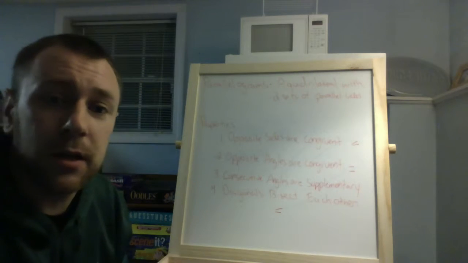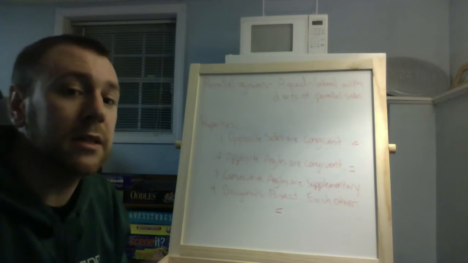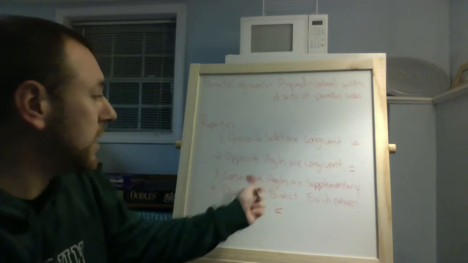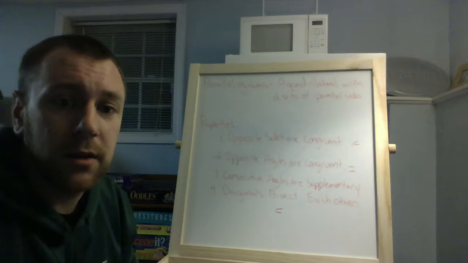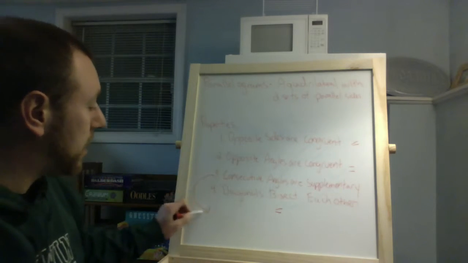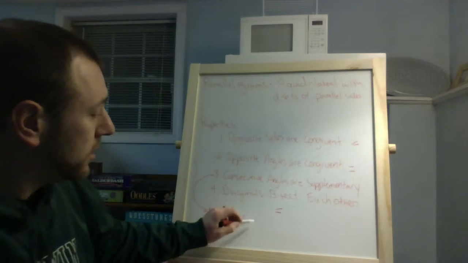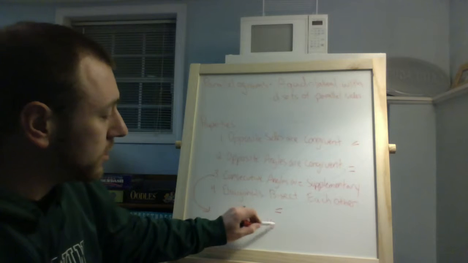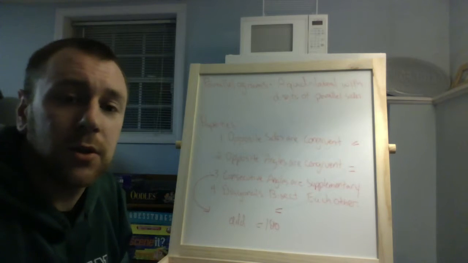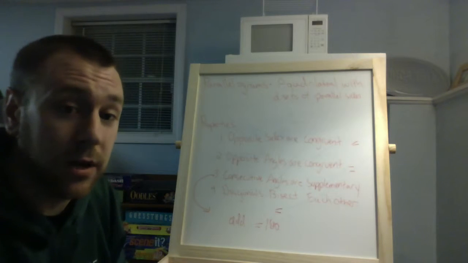The third one says that consecutive angles are supplementary, which means the angles on the side of the parallelogram are going to add up to 180. So with this third property, we're going to add the two things together, and then it equals 180. Those are the four properties that we're going to use when solving equations.